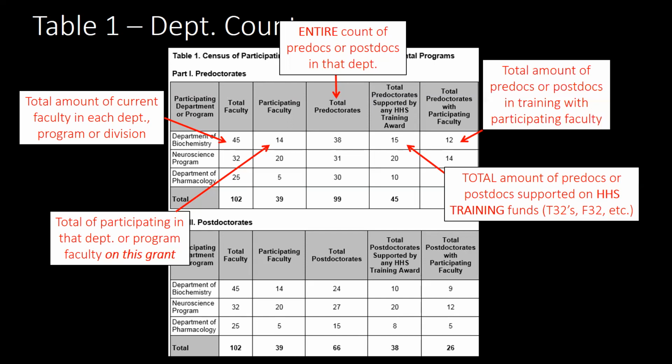So that's a pretty high statistic. I mean, for these tables, almost half of your trainees are already on another HHS training award. And then they're going to ask for the total number of pre-docs with the participating faculty members. So they're asking, out of the 14 faculty you have, there are 12 pre-docs within those 14 labs, if that makes sense.